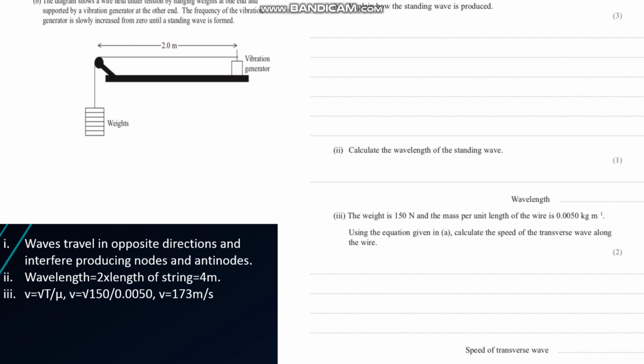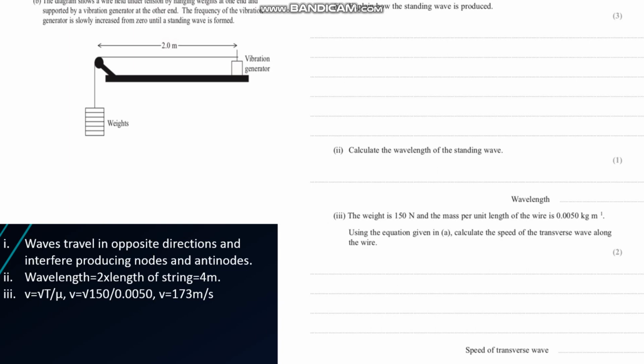Now, the next question states that we need to be able to calculate the wavelength of the standing wave. The wavelength of the standing wave is given by two lots of the length of the original string. The length of the original string in the question is 2 meters, so we need to multiply that by 2. So we end up with a wavelength of 4 meters.